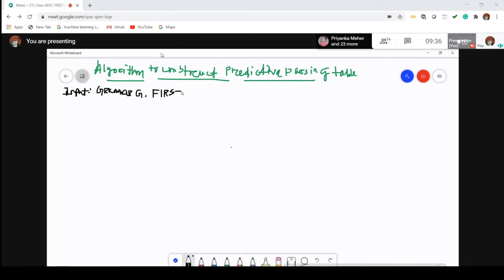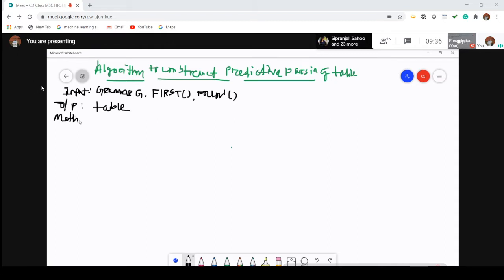First and follow sets are used to make entries in the predictive parser table. So the grammar is given to you. From the grammar you have to remove the left recursion and left factoring. Then you can calculate the first and follow sets. So those are taken as the input. And the output is nothing but the predictive parsing table.